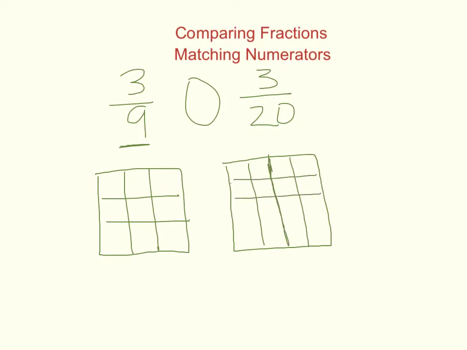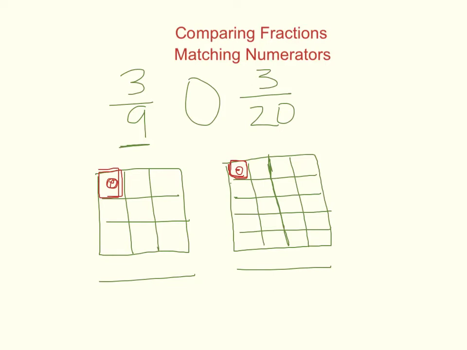And 1, 2, 3, 4, 5. So I've got a group of 9 here and a group of 20 here. And I have one area out of 9 and one area of 20. If I'm just comparing 1 to 1, my one area out of my 9 is much larger than my one piece out of my 20. So I know that 1/9 is going to give me a greater value than 1/20.